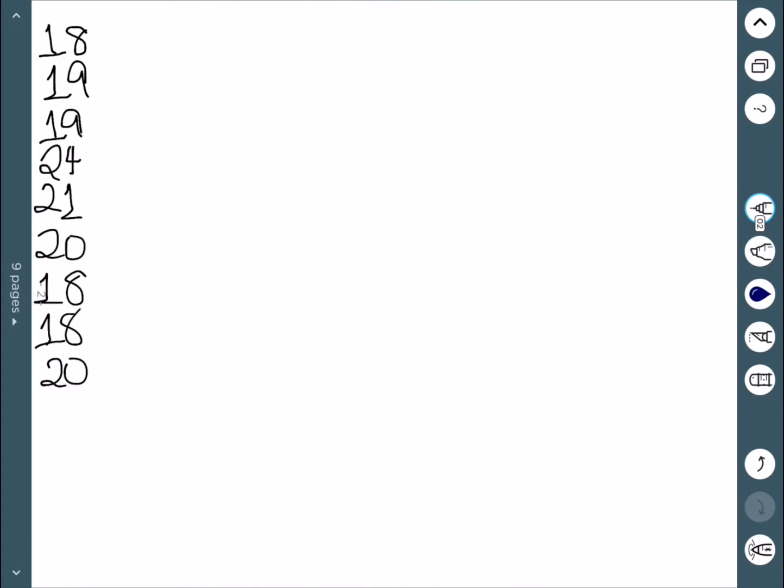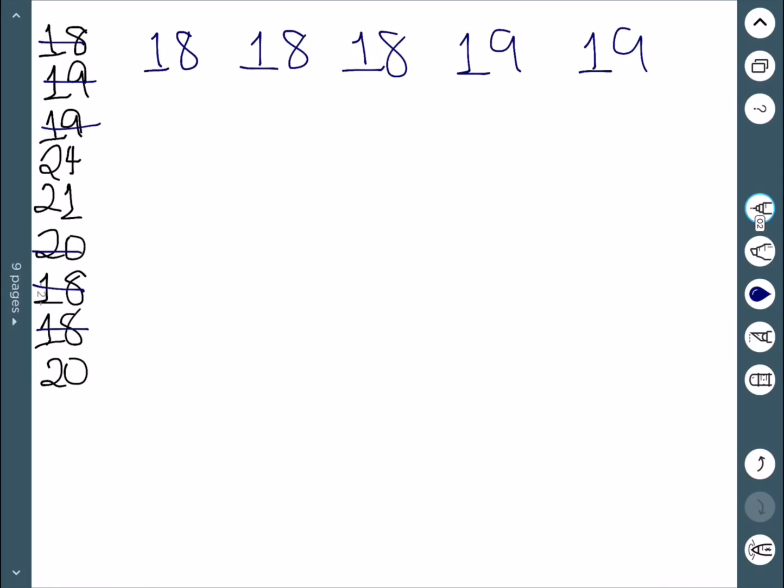Here's our first example. The first step in finding a median is to order things smallest to largest. We can see that our smallest data value is 18, and then we have two more 18s. So there's three 18s. The next one is a 19, and there are two of those. And then after that, we have two 20s, a 21, and a 24. And if you count these up, you can see that there are 9 data values.